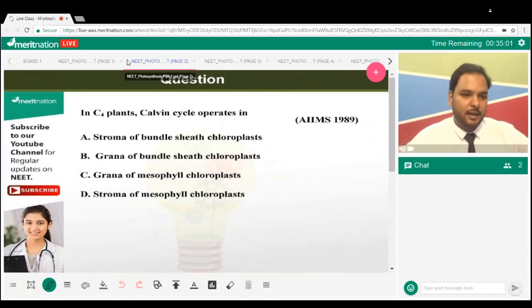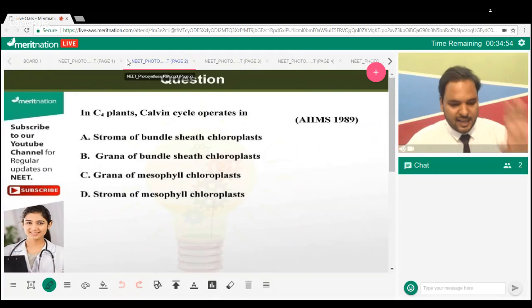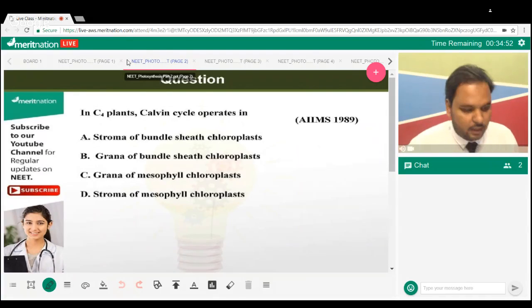Now, everyone. In C4 plants, the Calvin cycle operates in. It's an AIPMT 1989 question. A, stroma of bundle sheath chloroplasts. B, grana of bundle sheath chloroplast. C, grana of mesophyll chloroplast. And D, stroma of mesophyll chloroplast. So think about it, and then you can give your answer.